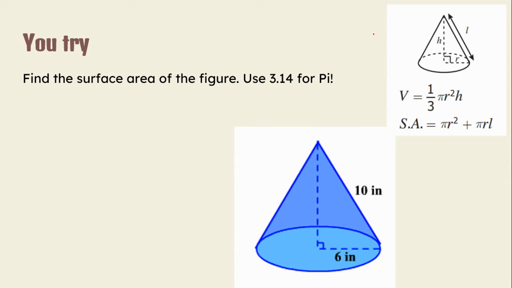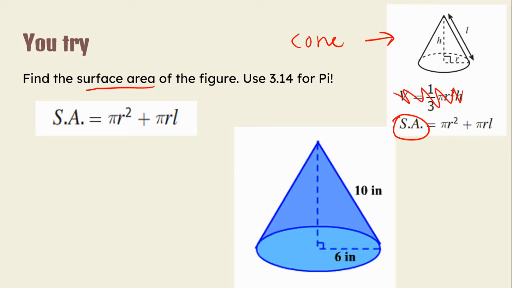Okay, how about this shape? What is this? This is a cone. Remember, it looks like a traffic cone or an ice cream cone, and we are finding the surface area. So of the two formulas, we don't need the volume formula, we need the surface area formula. We always start by writing the formula, and let's plug in what we know.